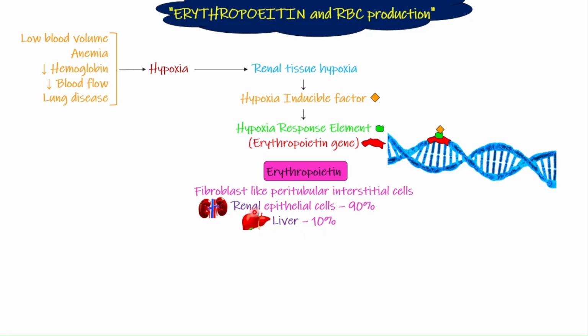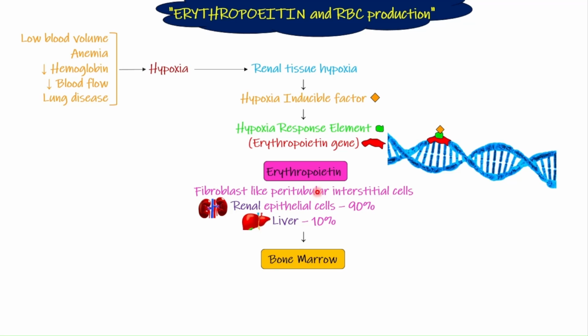Now, it is often asked which cells in the kidneys are producing erythropoietin. The renal epithelial cells, and to be precise, the fibroblast-like peritubular interstitial cells. So fibroblast-like peritubular interstitial cells will produce the erythropoietin. Now, what is this erythropoietin going to do?